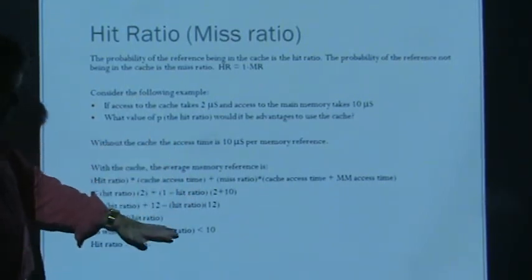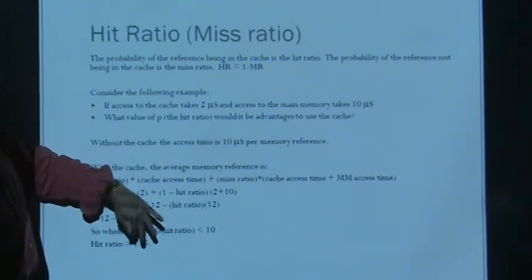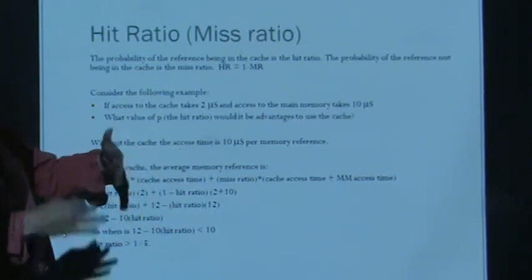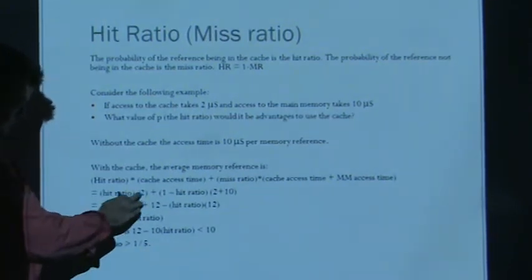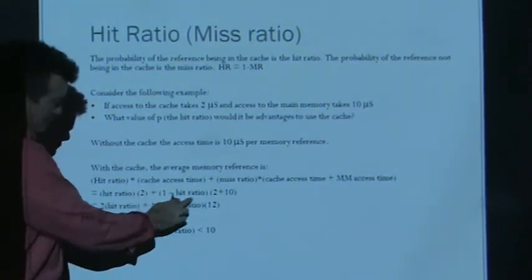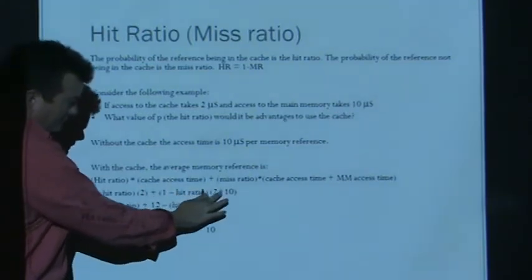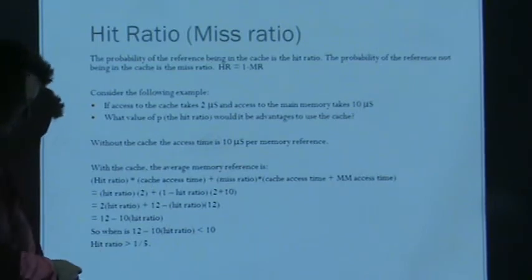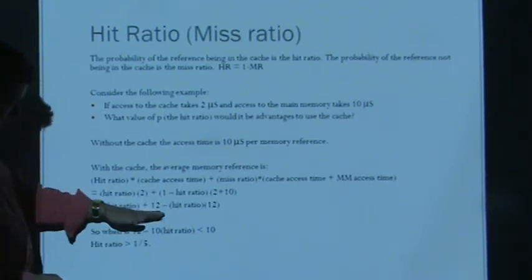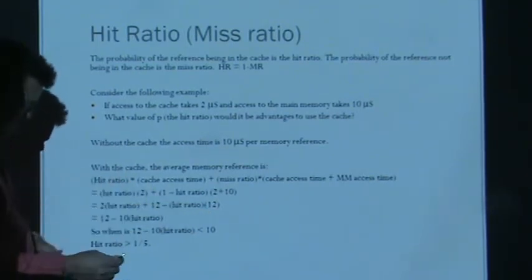So what percentage of the time does the thing we're looking for have to be in the cache for it to even be worth it to have the cache? So if we took the hit ratio times 2, plus the miss ratio, which is 1 minus the hit ratio, times 12, then we would want to calculate what would be the best hit ratio. So 2 times the hit ratio equals 12 minus the hit ratio times 12.